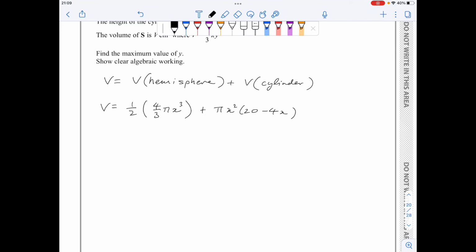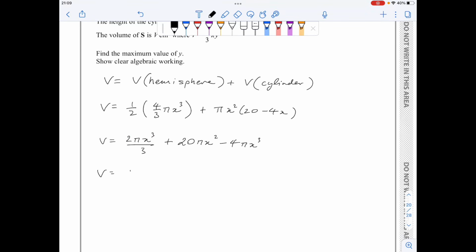So let's expand and simplify. So 2 pi x cubed over 3 plus 20 pi x squared minus 4 pi x cubed. I can simplify the x cubed terms, which is the first and the third.